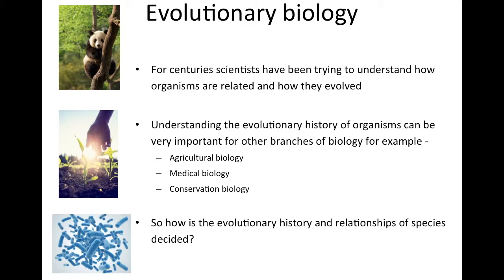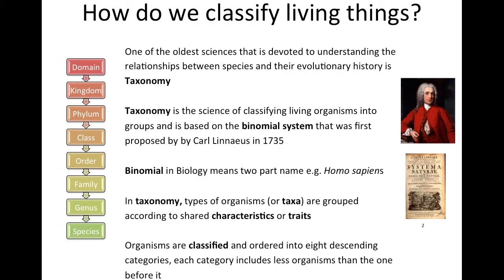Evolutionary biology can help us understand exactly what is a species, which is a surprisingly complex question, but more on this later. For now, we need to understand how we classify organisms and their relationship to one another. One of the oldest sciences that is developed to understanding the relationships between species and their evolutionary history is taxonomy. Taxonomy is the science of classifying living organisms into groups, and is based on the binomial system that was first proposed by Carl Linnaeus in 1735.